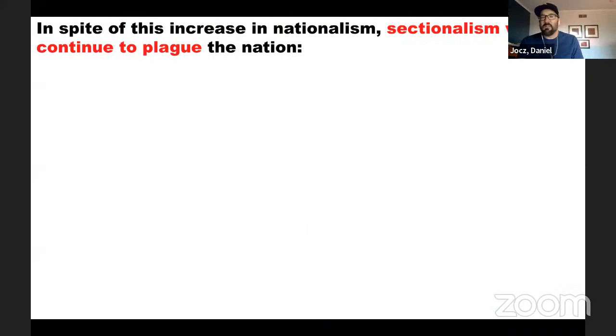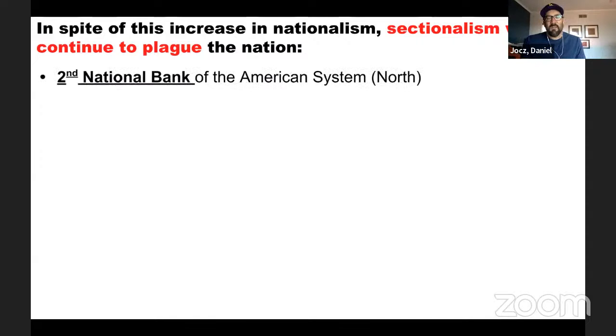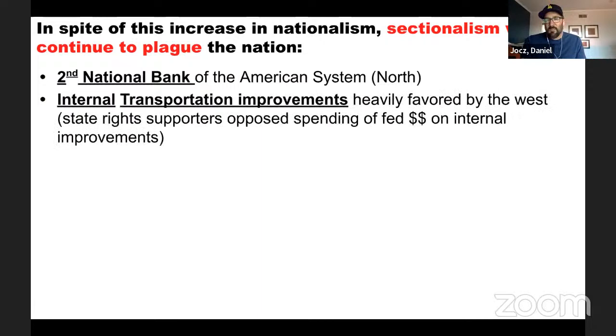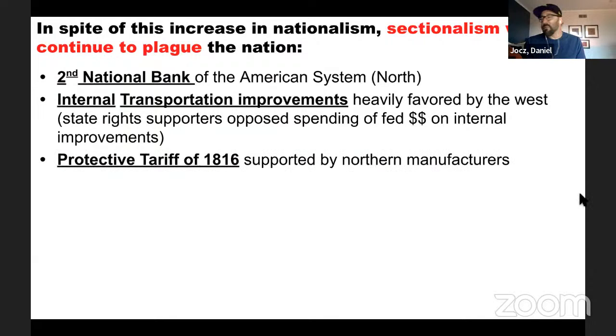Just to give you some examples, because we've already gone over some of these in our previous sessions, you have the Second Bank of the U.S. tended to be supported by Northerners, not as much by Southerners. Internal transportation improvements were heavily favored by the West. If I'm a new Western state, I want transportation. I want the government to pay for it so that I can get my crops or people can transport more effectively. State rights supporters, people who favored a limited federal government, said no, we should not spend federal money on internal improvements. The protective tariff was something that Northerners and Southerners had different opinions about.